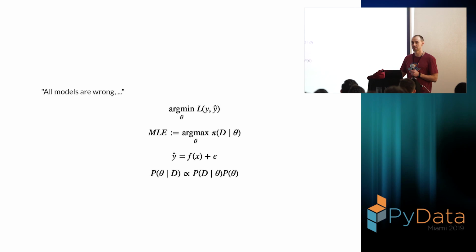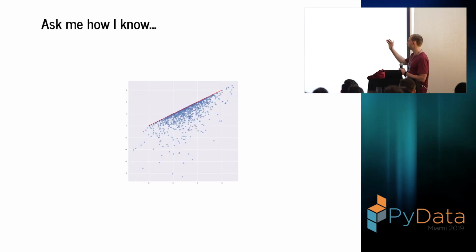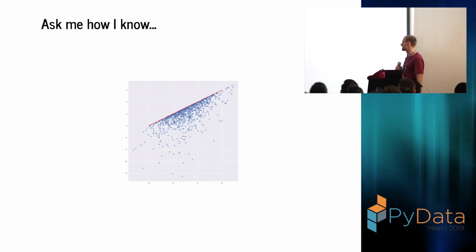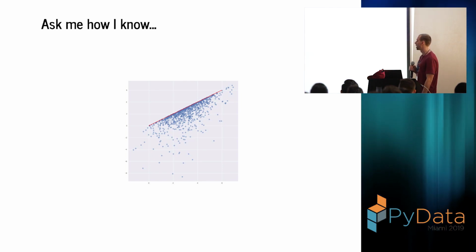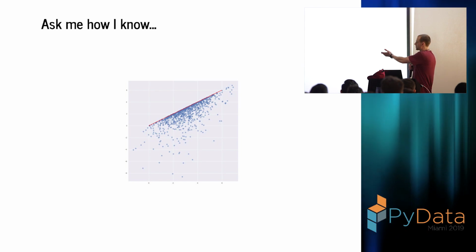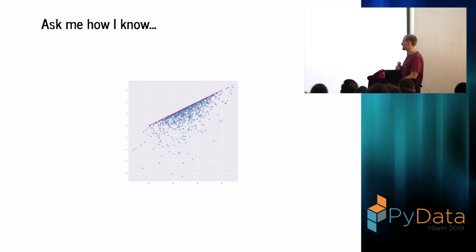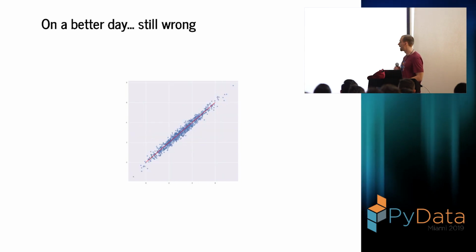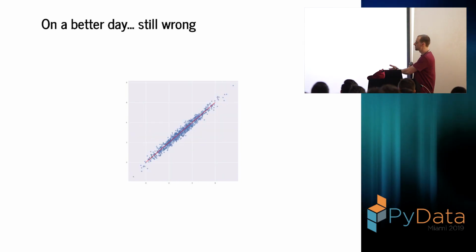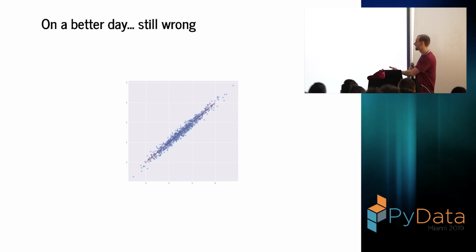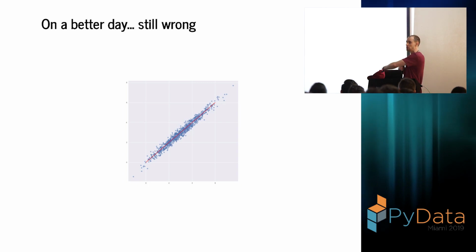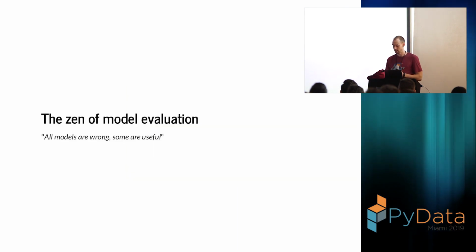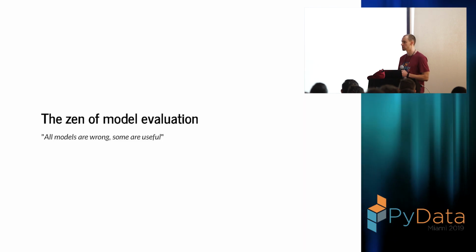But it's not just the theory that tells us that. This is what we do every day, right? Who's fit a model, and then checked its error on the data set and saw something like this? This is a wrong model. But this is one of our worst days, right? On a better day, it looks like this. It's still wrong, but it looks better. The key is, this might be something that we could actually use, which brings us to the well-known quote that all models are wrong, but some are useful.